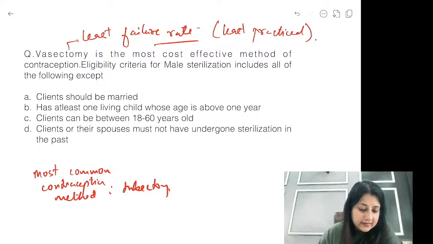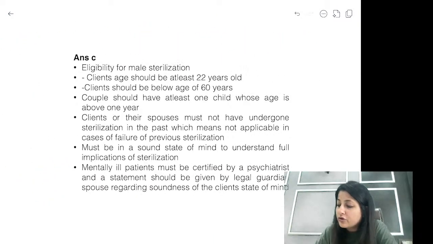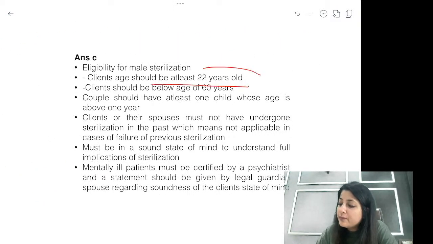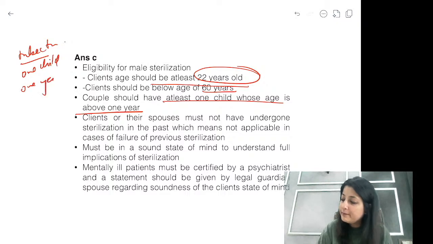So what is the answer, everybody over here? Client should be married, has at least one child whose age is above 1 year. Clients can be between 18 to 60 years old. Clients or their spouses must not have undergone sterilization in the past. Now I can see you're getting very confused. So let me straight away take you to the criteria because we are running short of time. See, client's age should be 22 years minimum, 60 years maximum. One child, 1 year. Even for tubectomy, one child, 1 year.